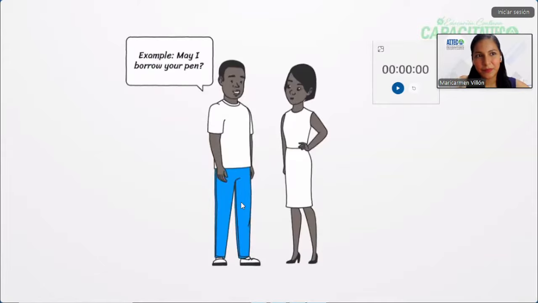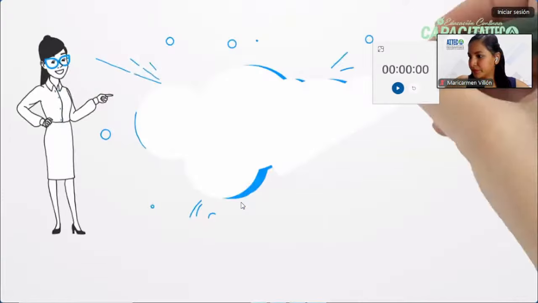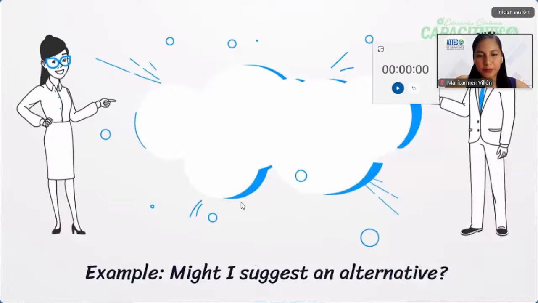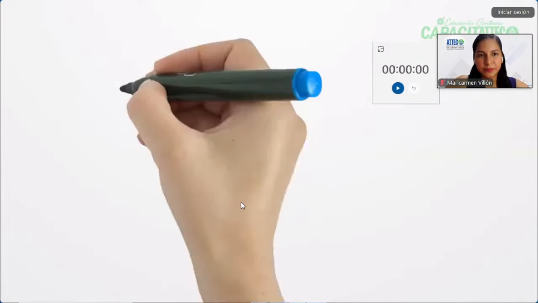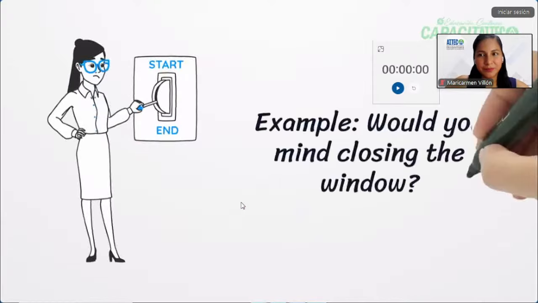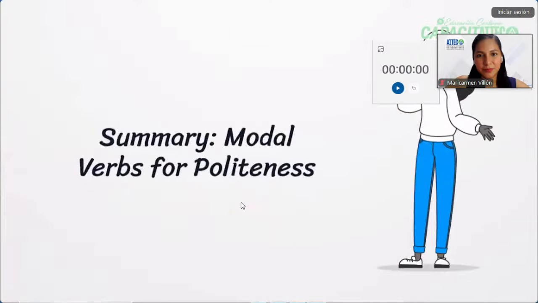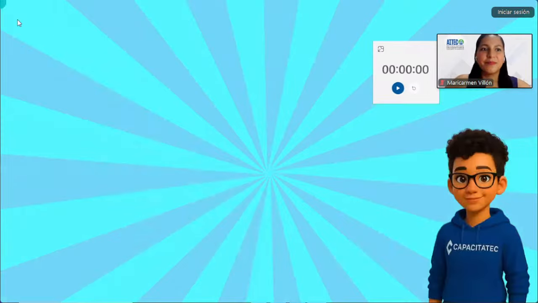"May I borrow your pen?" This is often used in polite conversations. Another option is might. "Might I suggest an alternative?" This is very polite and respectful. Finally, using would can be very polite too. Like, "Would you mind closing the window?" It conveys respect. In summary, using modal verbs can help express your requests more politely. Remember to choose the right modal for the right context.